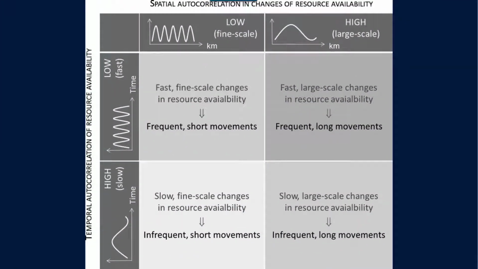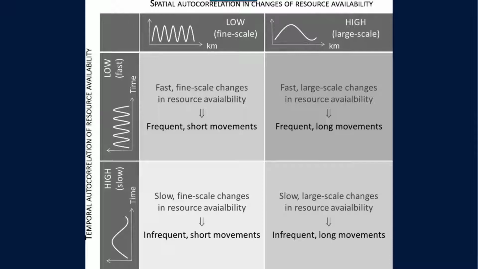And within this figure, we have a couple different panels. In the upper left-hand side, and overall, we have a spatial autocorrelation in the changes of resource availability. So in the upper left-hand panel, we can see that there's a link to frequent and shorter movements of animals when there are fast fine-scale changes in the resource availability.